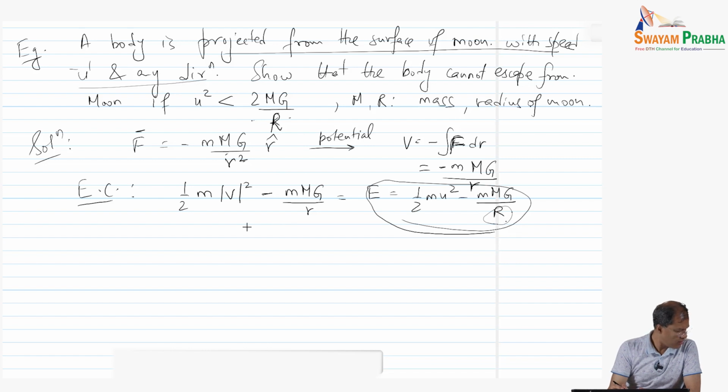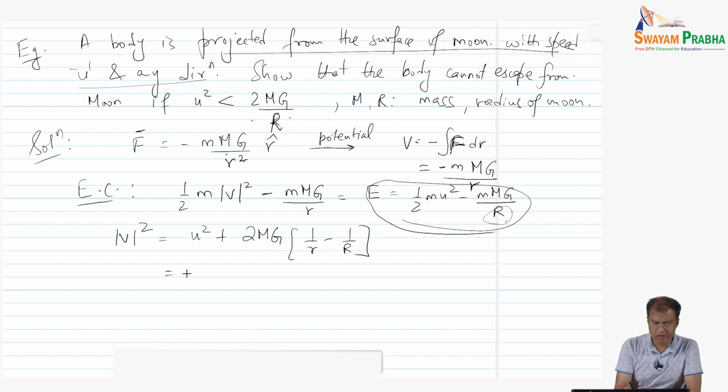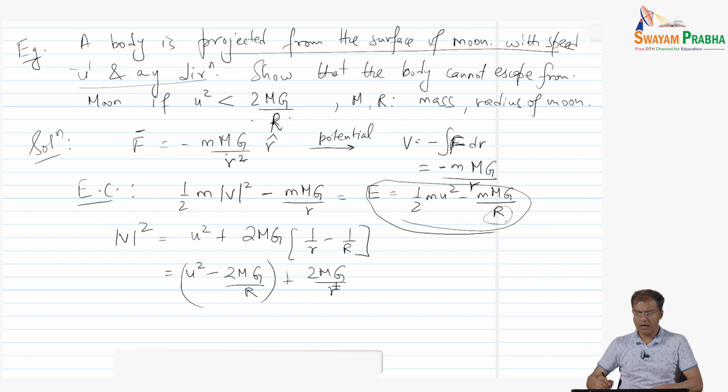Now my speed, mod v square, comes out to be u square plus 2 mg times 1 over r minus 1 over capital R. Or let me rewrite this expression as follows: u square minus 2 mg by R, plus 2 mg by r.